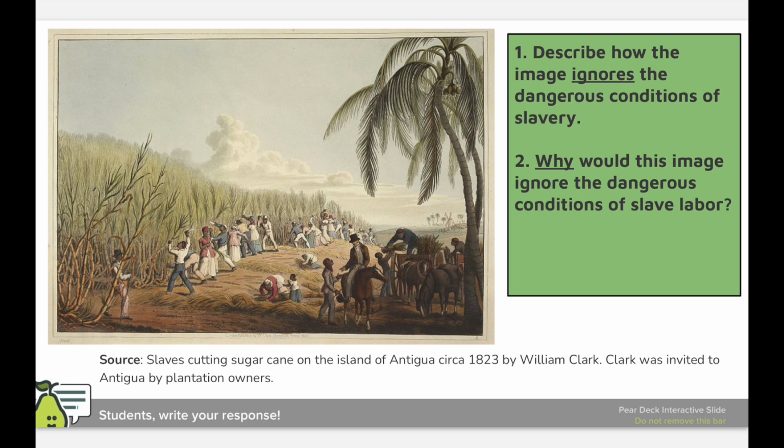Okay, so first let's look at this source that it provides us. And the first thing that we do when we see a source is we look at the source line. These are slaves cutting sugarcane on the island of Antigua, circa 1823 by William Clark. Clark was invited to Antigua by plantation owners. Okay, so that's the source line. That's telling us what we're looking at. We are looking at a sugar plantation. We know that sugar is a what crop?